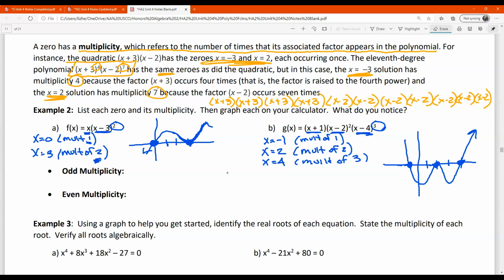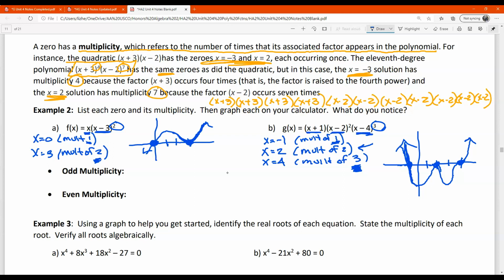But wait, I want to fix this a little bit right there. Because when you have a multiplicity of 1, you go straight through the point. When you have an even multiplicity, you're going to bounce. And when you have an odd multiplicity greater than 1, when you go through, you're going to do a jag. So this is straight through because it's a 1 multiplicity.